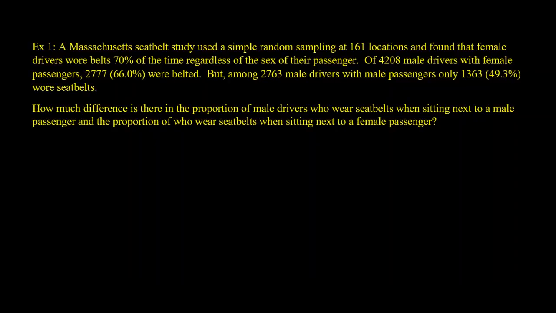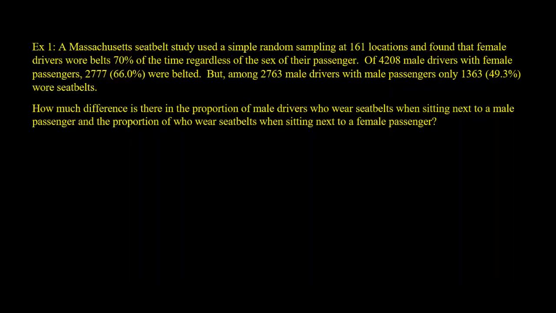Chapter 21, Example 1. A Massachusetts seatbelt study used simple random sampling at 161 locations and found that female drivers wore belts 70% of the time, regardless of the sex of their passenger. Of 4,208 male drivers with female passengers, 2,777, 66%, were belted. But among 2,763 male drivers with male passengers only, 1,363, or 49.3%, wore seatbelts.